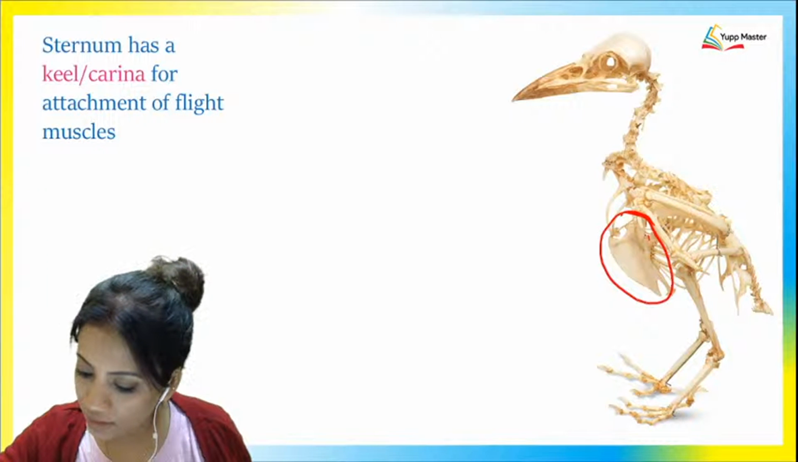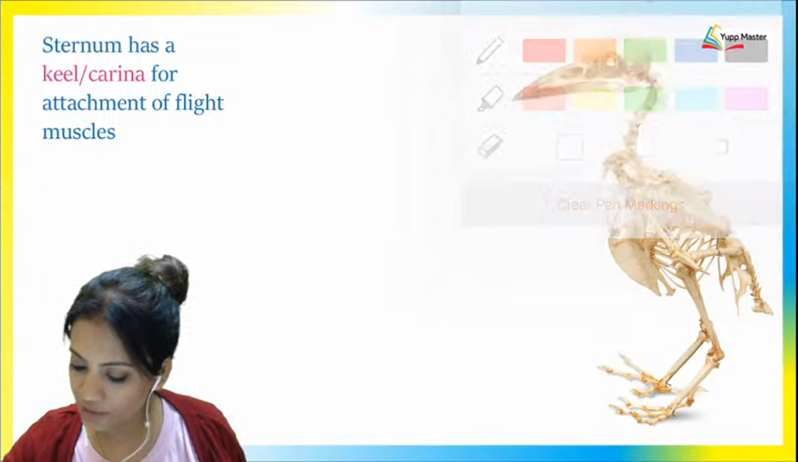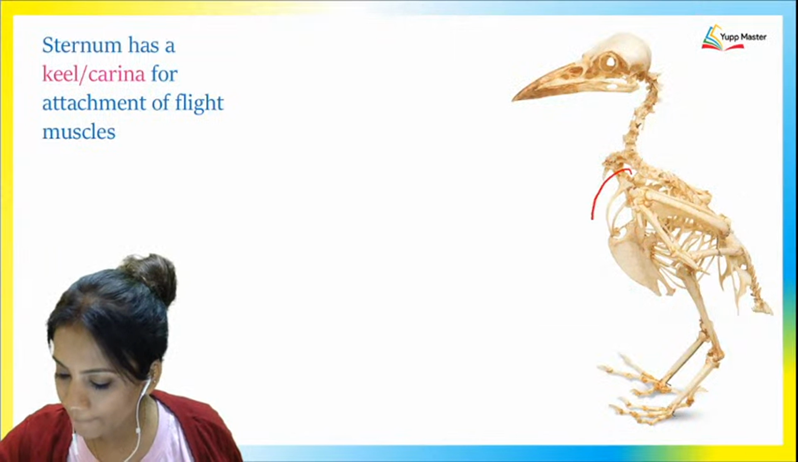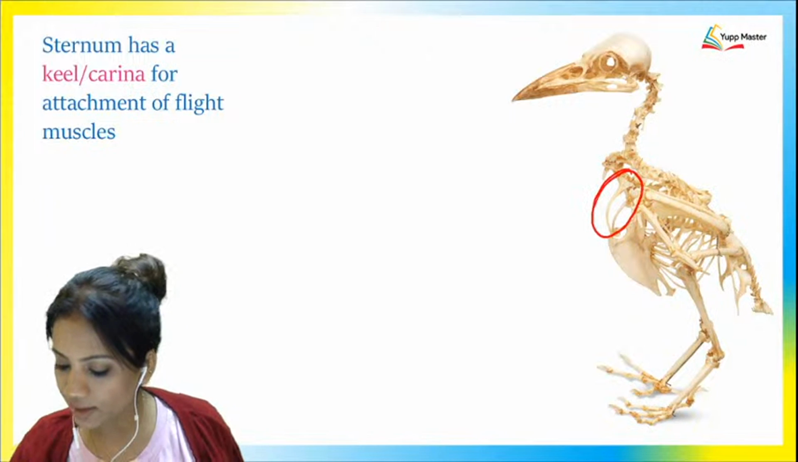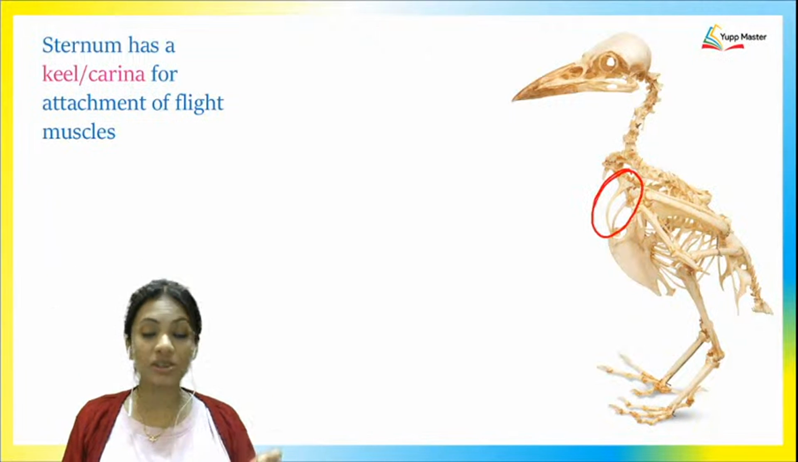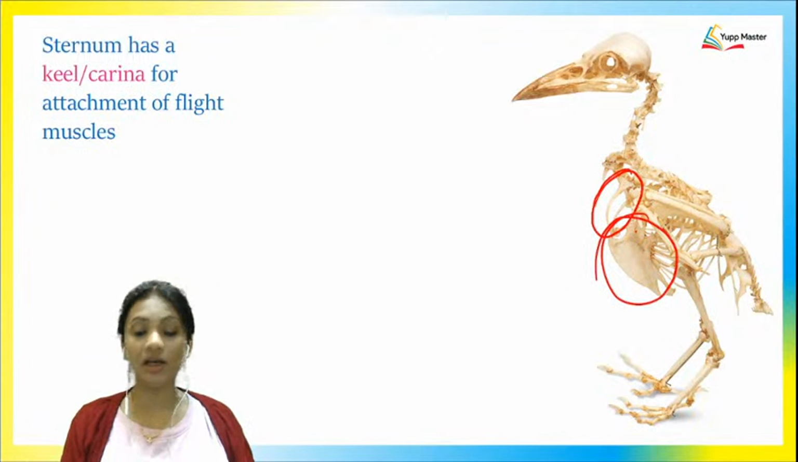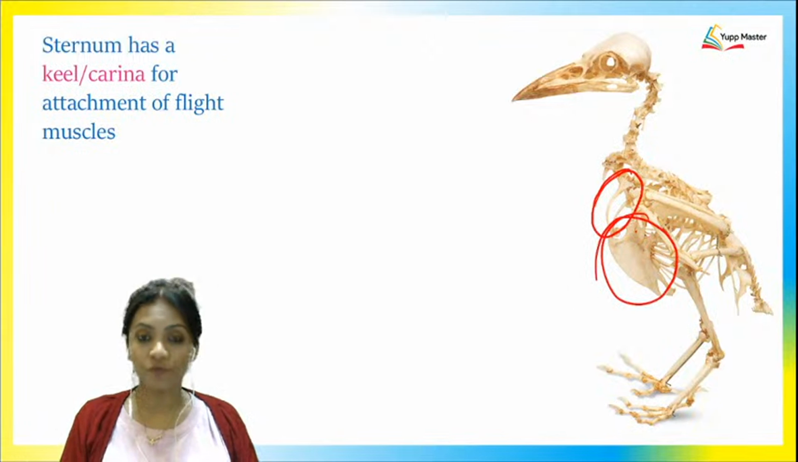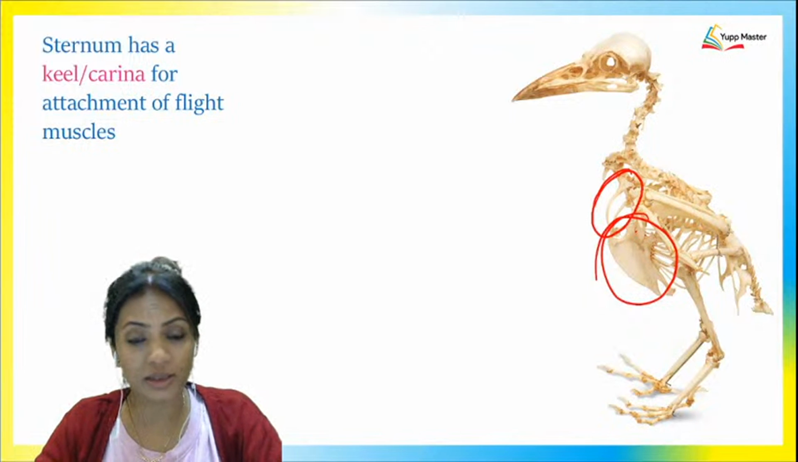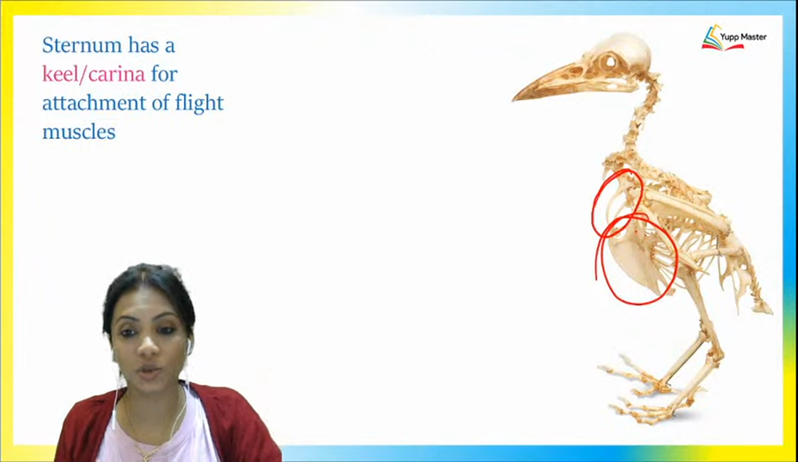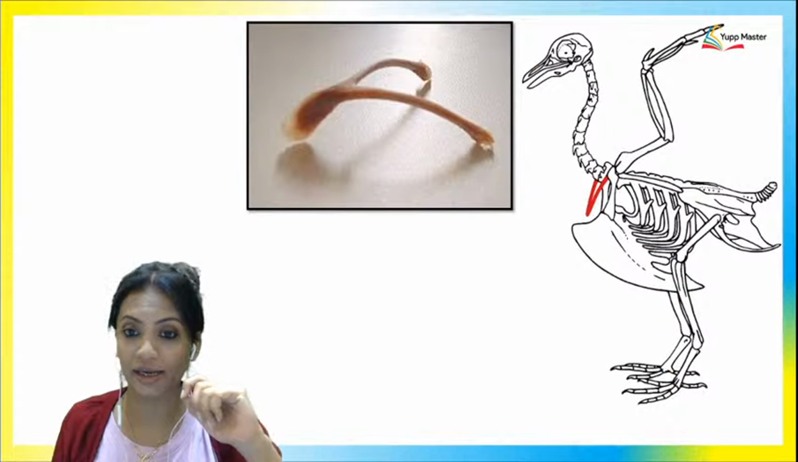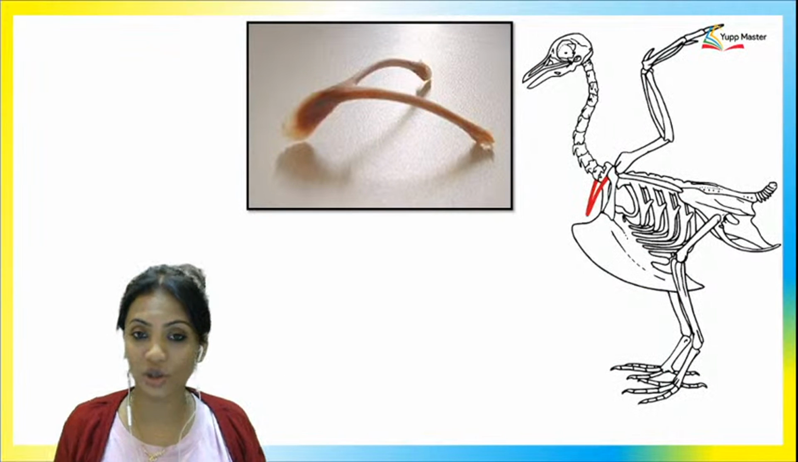Look at the bone over here, just what I was speaking to you a little while back. Can you see that? That is the fused clavicle that they have, and this over here is the keel or the carina. Why is it there? For attachment of the muscles. Which muscles? The ones which they are going to be using for flying. This is what I was just talking to you about.